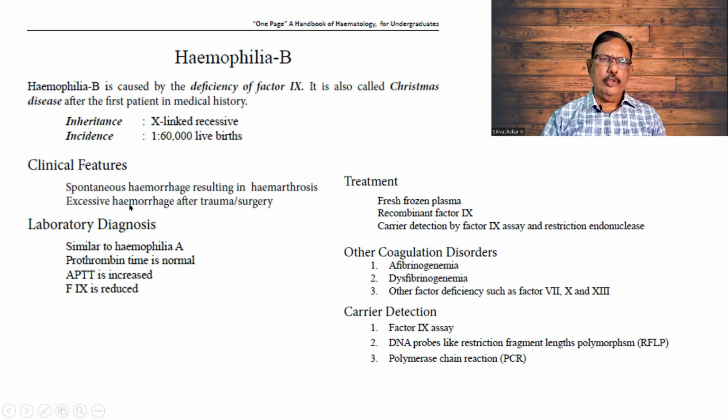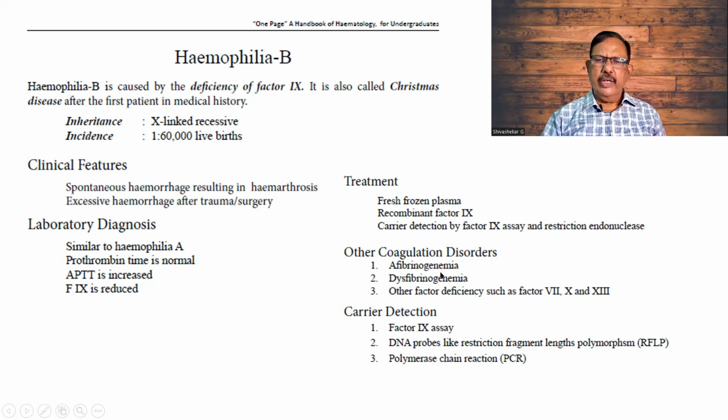Spontaneous hemorrhage, hemarthrosis, and after surgery there is bleeding. The features are similar to hemophilia A, prothrombin time is prolonged, APTT is increased, and factor IX is reduced. In the previous one, factor VIII will be reduced. That is called assay of factors. Treatment will be fresh frozen plasma, transfusion of factors, and factor VIII, factor IX assay.